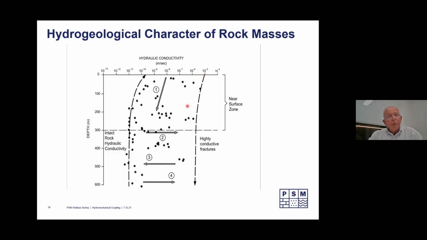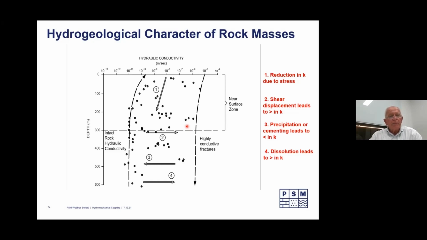We have a decreasing permeability as we go deeper in the ground. So a reduction in the permeability, K, due to stress. So the rock on the sides or the soil on the sides presses in. We might have shear displacement, number 2, which leads to an increase in K in some instances. Precipitation or cementing of the joints and the cracks due to minerals coming out of solution can obviously decrease our permeability. And then lastly, at depth, there's sometimes a dissolution where we're actually taking it back into solution under stress and in a different temperature environment. Again, a change in the permeability.